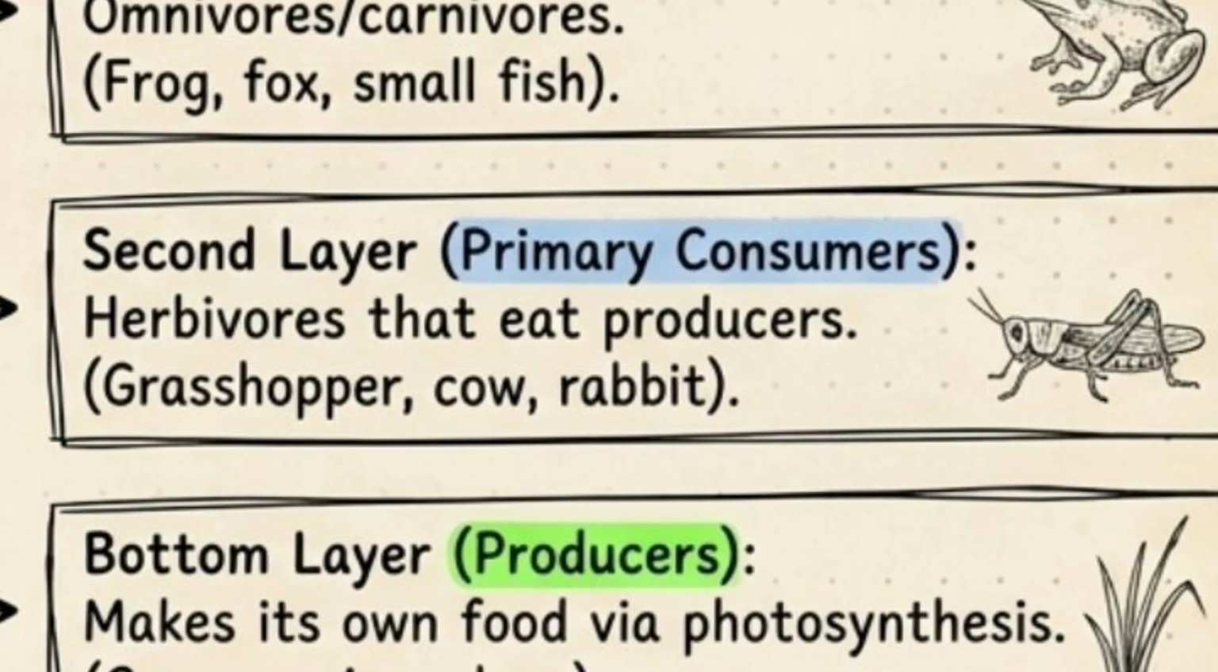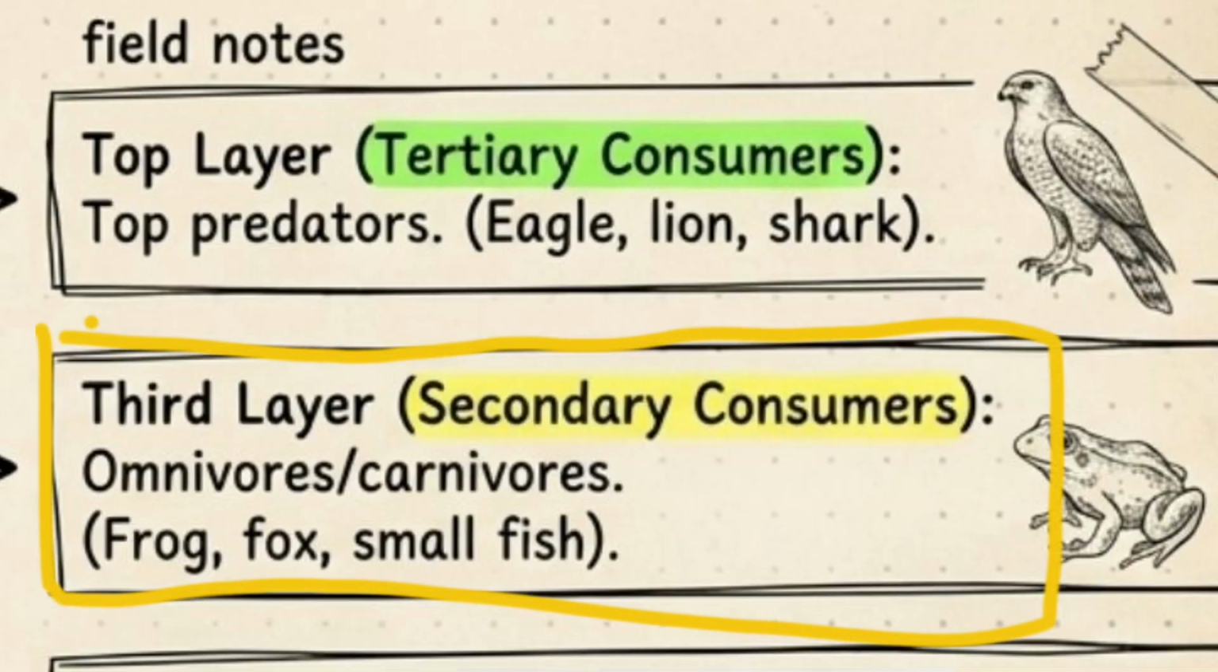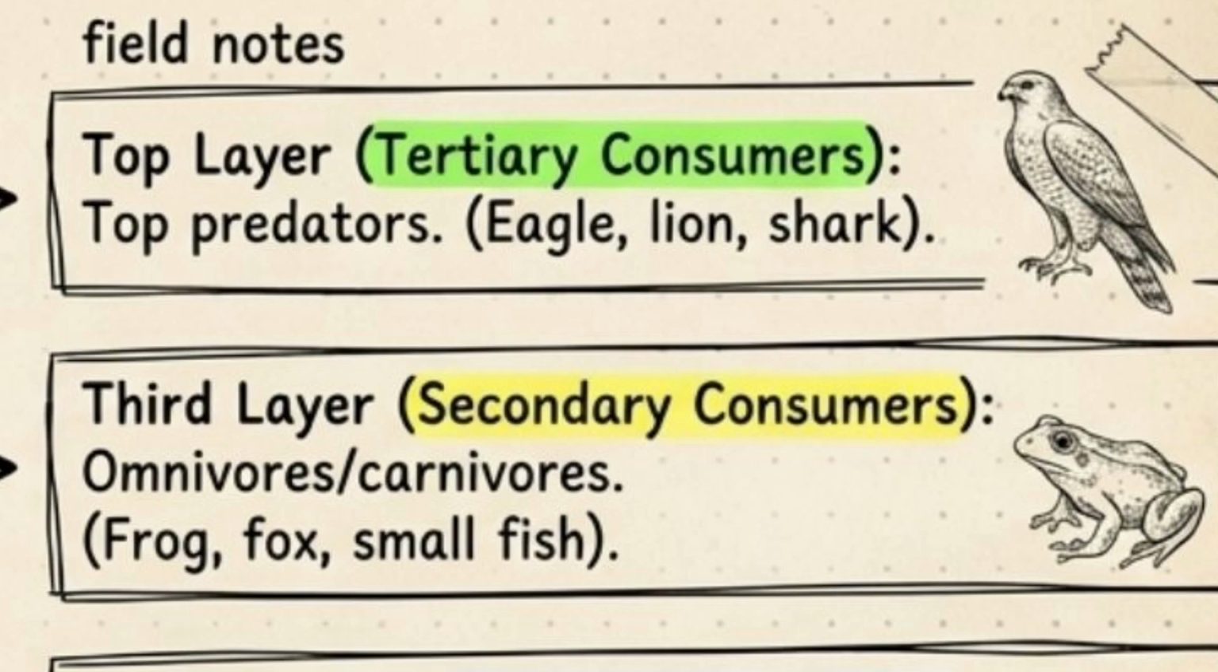Then we have the third layer, which is the secondary consumers. They are known to be the omnivores or the carnivores. We have fox, we have frog, we have small fish. And we too, we fall in here because we are omnivores. Human beings consume both the primary consumers and the producers. Don't you take fish? Don't you take maize? With the exception of the algae. Okay. Don't you take rabbit? Yeah, so we do this one.